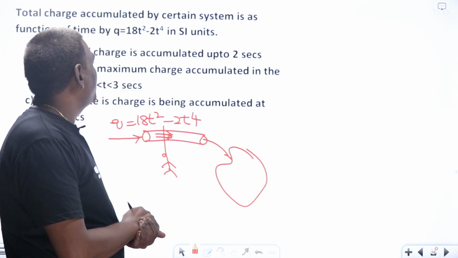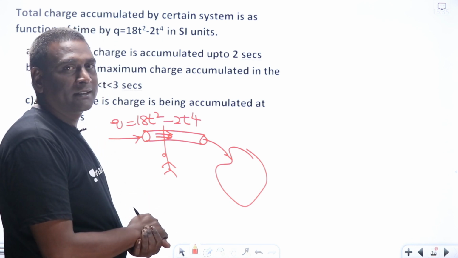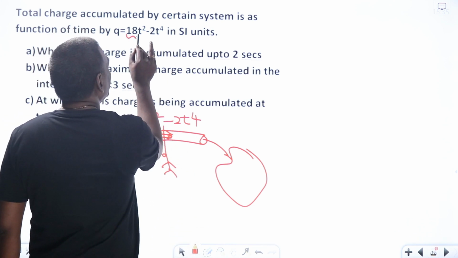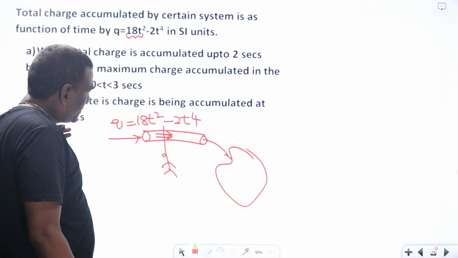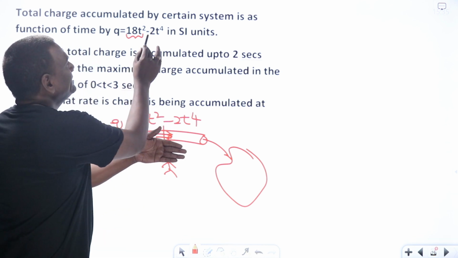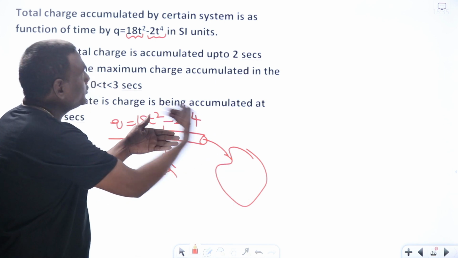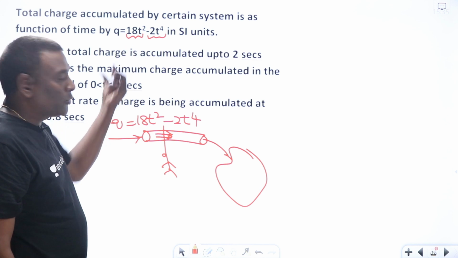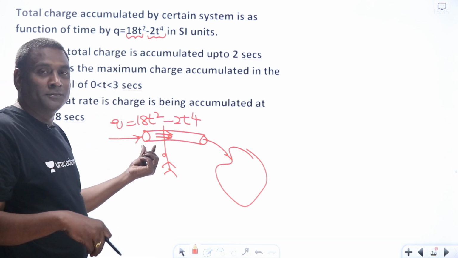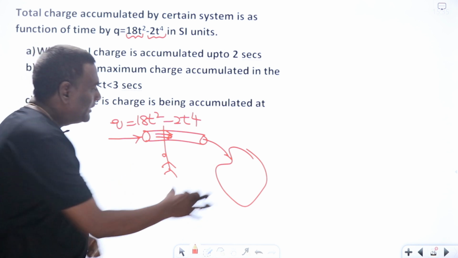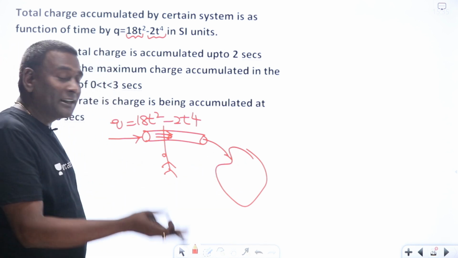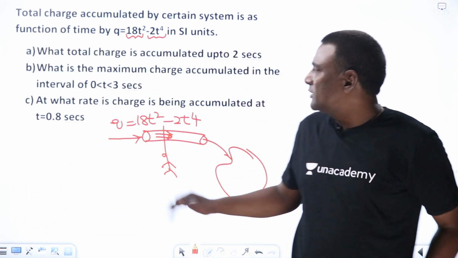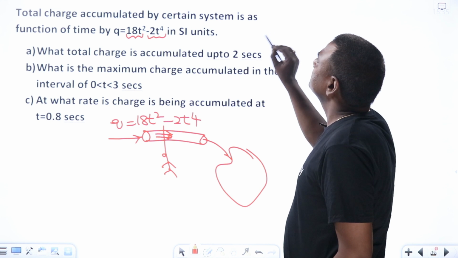What is the maximum charge accumulated in the interval of 0 to 3 seconds? The point here is, this is the term for which my charges are going in this direction, and this one is negated. Negative, in the sense that this particular term is indicating the opposite side. Now, at one point this particular current should be 0. Charge accumulation should be 0. Then maximum charge is being accumulated here. After that point, charge is going to be discharged. Getting the point, right? Now calculate that maximum charge.